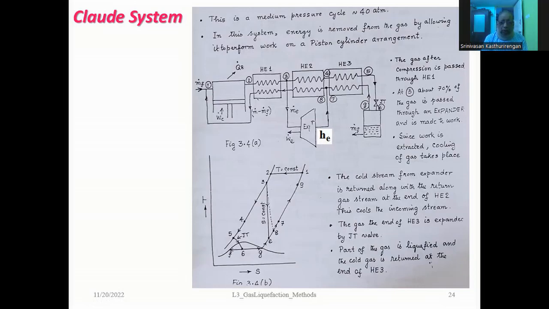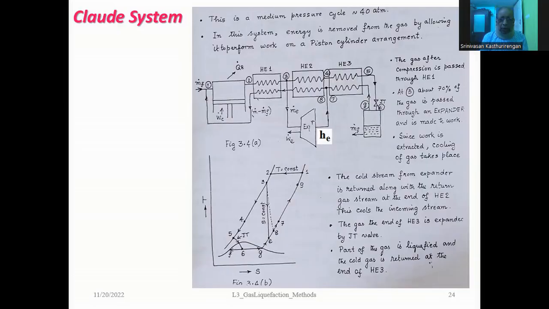And then considering gases like air, oxygen, nitrogen, etc., other than hydrogen and helium, we have proposed methods of simple Linde-Hampson system and pre-cool Linde-Hampson system that have been discussed in the last lecture. Now, we will talk about the Claude liquefaction system.